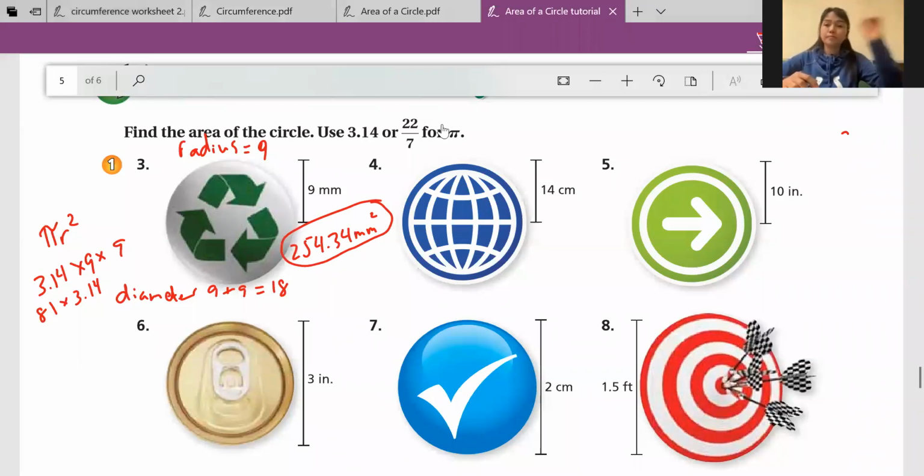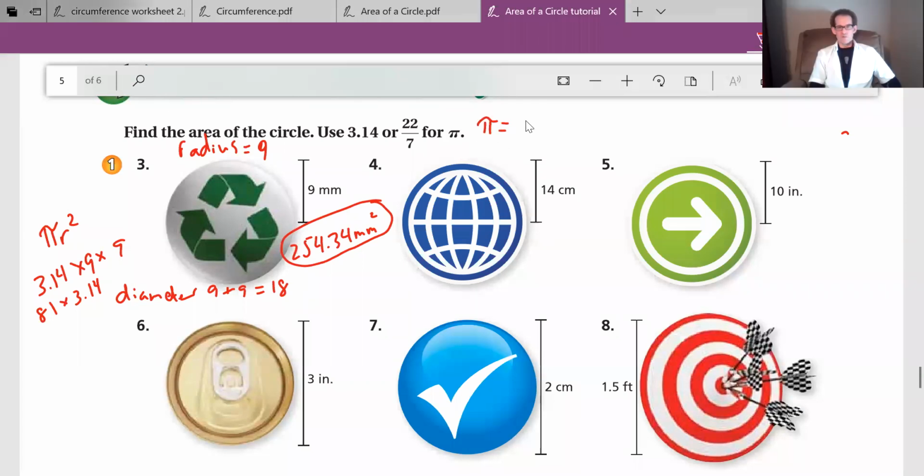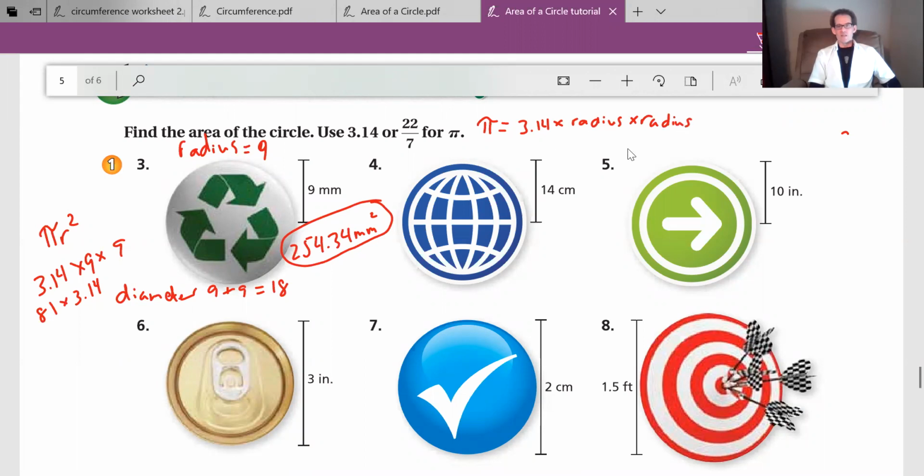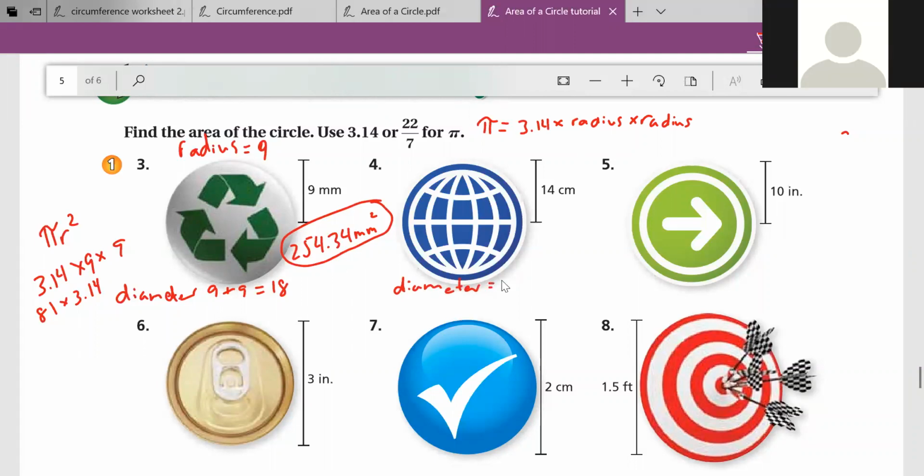Okay, so let's talk about the formula for area one more time. It's pi, that's 3.14, times the radius, that's halfway across the circle, and then radius again. And that's what radius squared means. So that little exponent, r squared, just means radius times itself. So in number 4, we'd say the radius is 14, because that's halfway across the circle, and then the diameter, the whole distance, would be 14 plus 14, or you'd say 28 is the diameter.